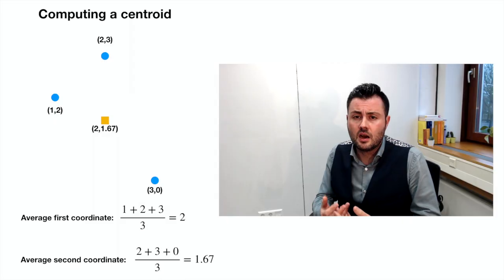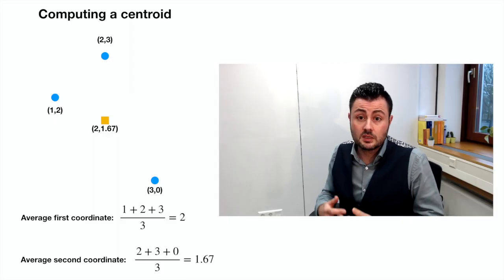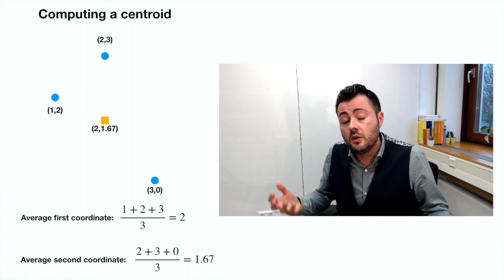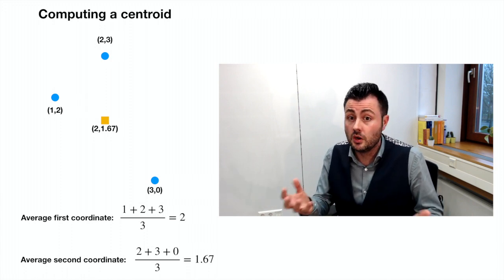Okay, what do we get? We get this. The centroid of these 3 initial points is a new point whose coordinates are 2 and 1.67. So this is the way in which we compute the centroid of a set of points. If we have hundreds of points, we will have to average much more observations, but this is how it works.